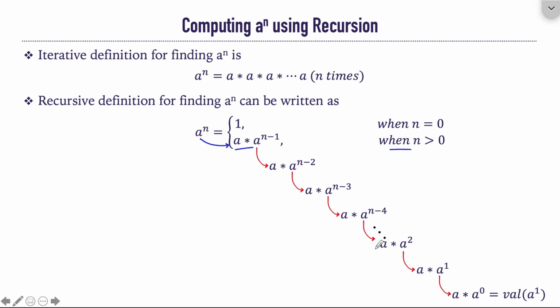So are you getting this? What I mean to say is, here n is equal to 0. So when n is equal to 0, we need to substitute 1 in place of a power n, right? So when you substitute 1 here, you will get a into 1, which is equal to a. This is the value of a power 1, right? So this value of a power 1 should be substituted in place of a power 1. That will give me the value of a power 2, right?